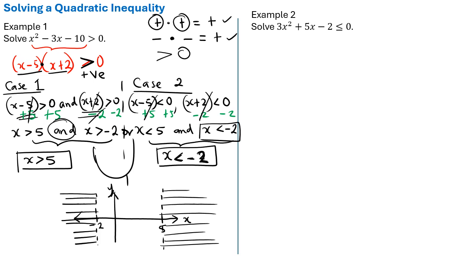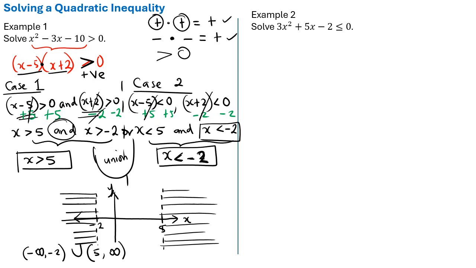So if you want to write your answer, it'll be -infinity, comma -2 on the left, union on the right. This symbol is called union, okay? Just like the letter U. And then 5 to positive infinity. So this is how you solve this problem. Let's go ahead and try the second one.